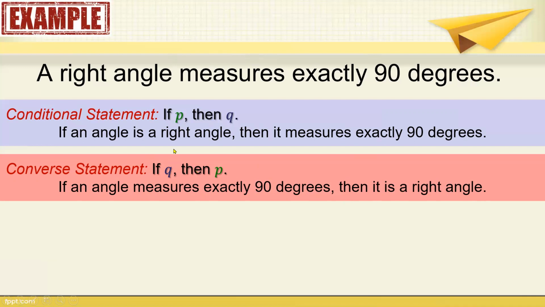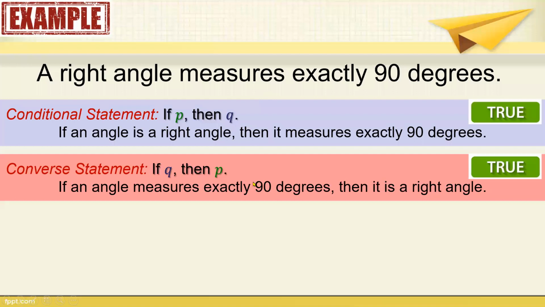Kung mapapansin nyo, again, converse, switch lang natin ang P and Q, ha? Ngayon analyze natin. Sabi dito kapag ang angle mo daw ay right angle, ang measure daw ng angle na yun ay 90 degrees. Okay, true po yon. Sa pangalawang statement naman, kapag yung angle mo ay may measure na 90 degrees, yun daw ay right angle. So this is true also, di ba? Kasi ang angle na may measure ng 90 degrees ay right angle talaga. Walang iba. Hindi pwedeng obtuse, hindi siya pwedeng acute, hindi din siya pwedeng straight angle.